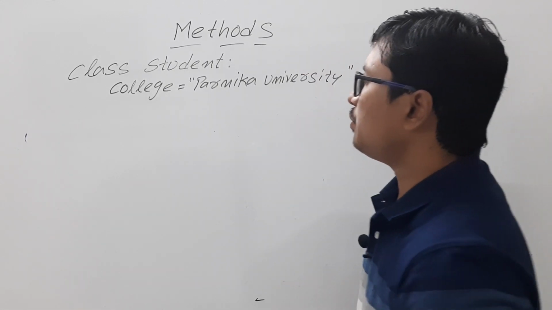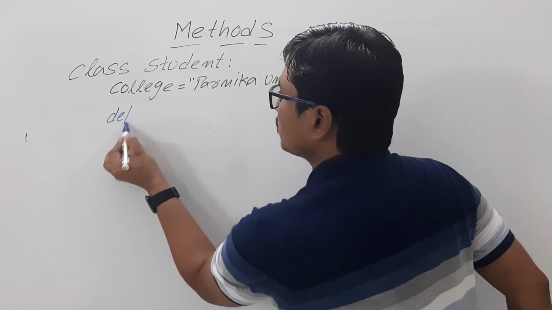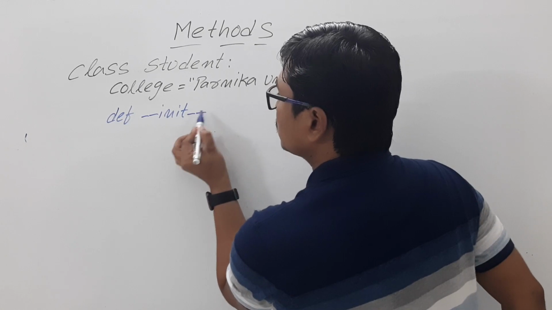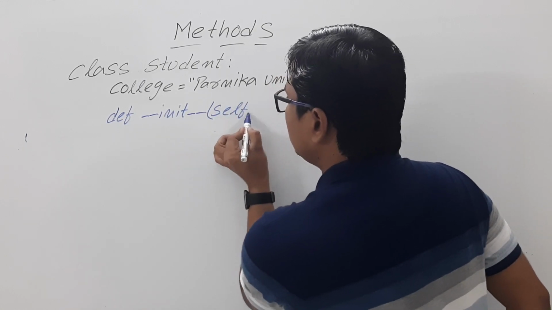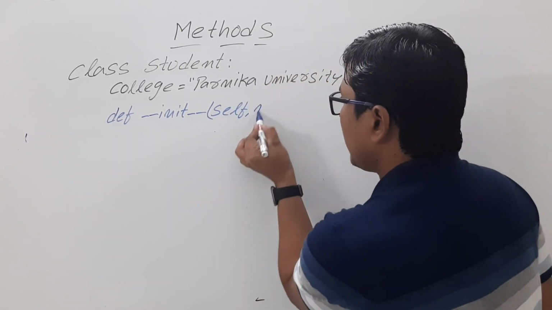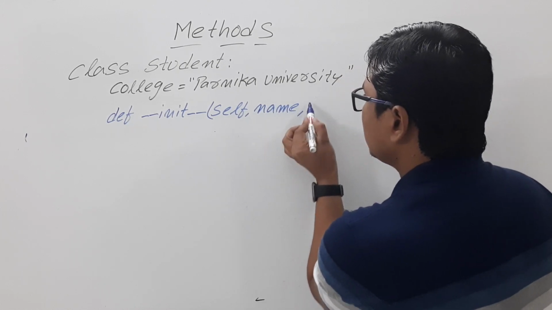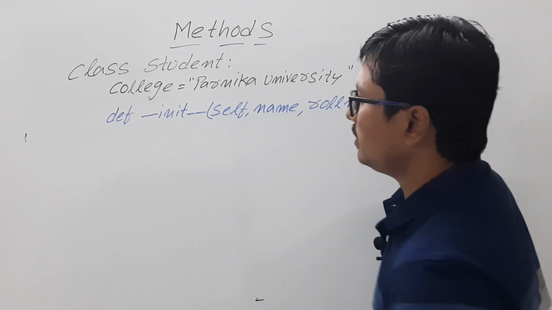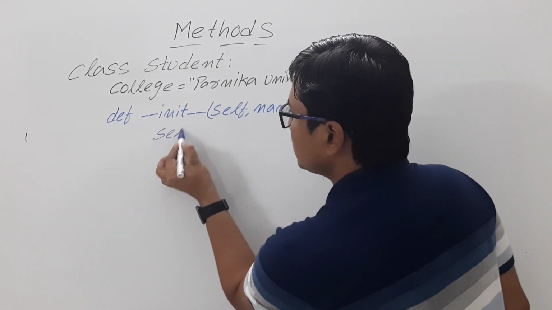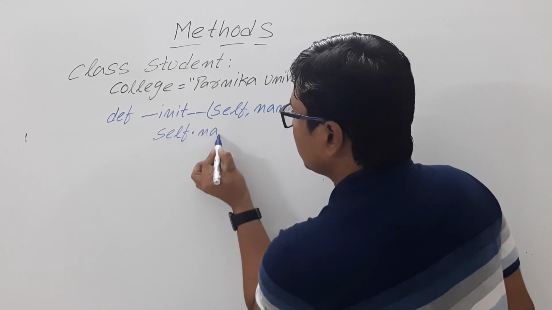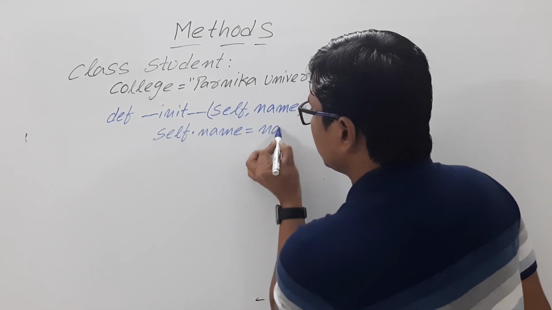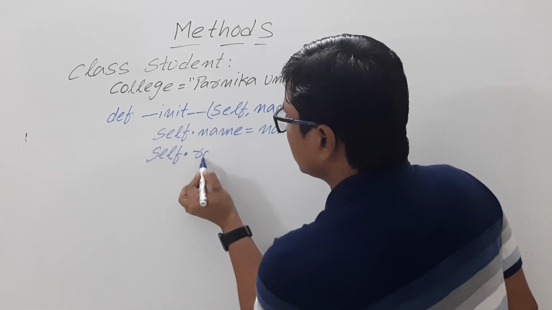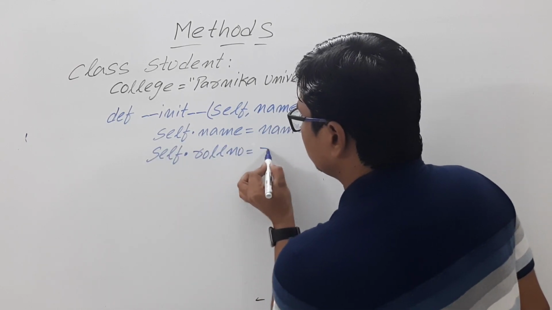Okay. Now I will define init method. So I will write def underscore underscore init underscore underscore. I will take three parameters. One is self, another one is name, and another one is roll number. Okay. Then the statements I will write are self dot name is equal to name and self dot roll number is equal to roll number.